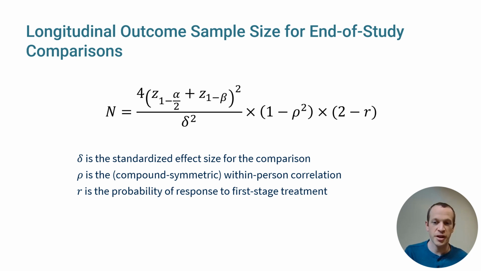So if you make the type 1 error low and if you make the power higher, that's going to make it so that N needs to be larger.